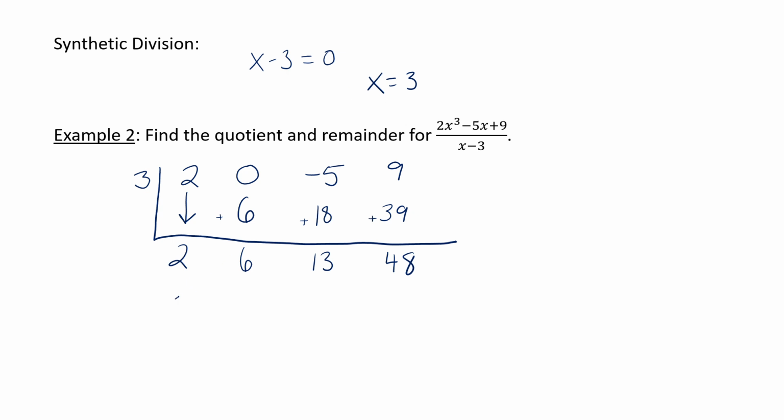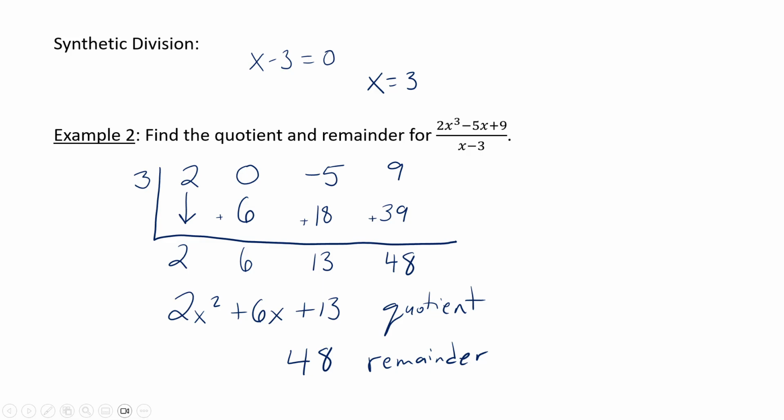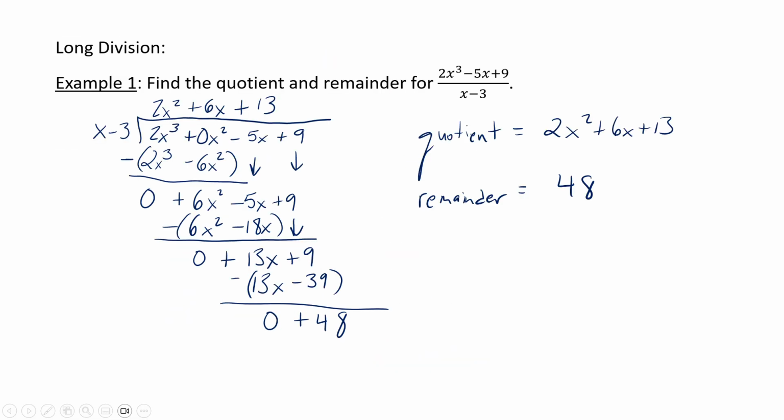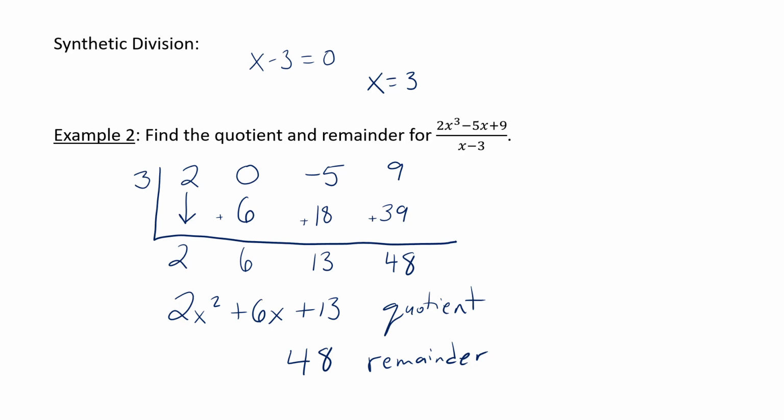So we can now write this as 2x squared plus 6x plus 13, and that would be your quotient, and 48 would be your remainder. And if you check with what we found with synthetic division, you see it's the exact same. So either one of those methods works just fine.